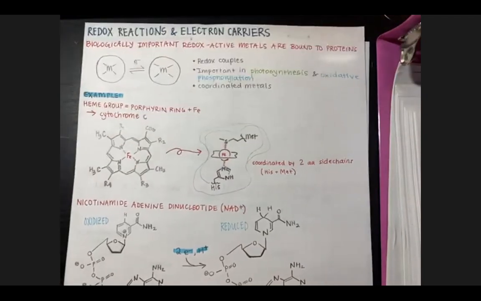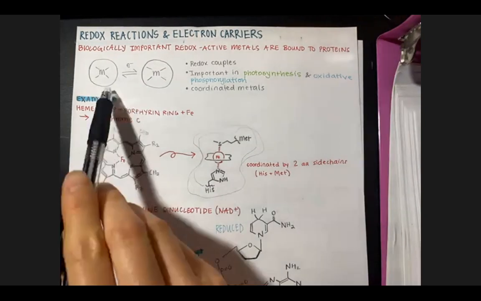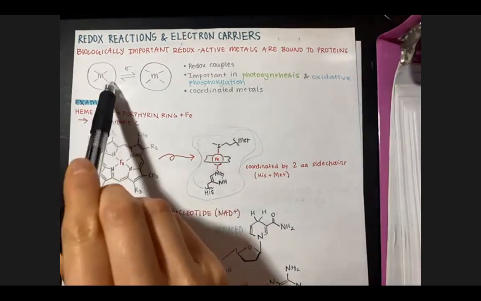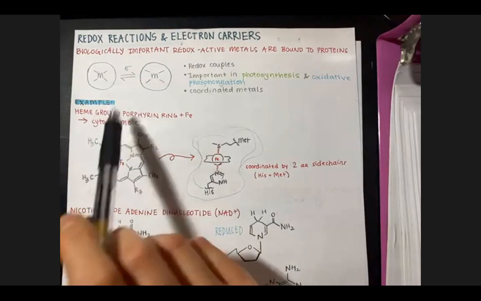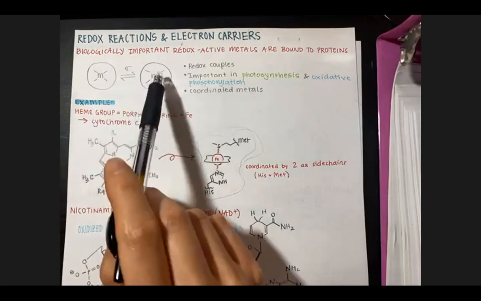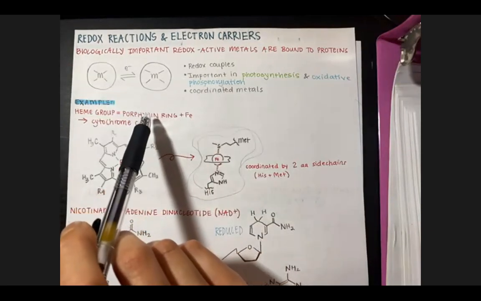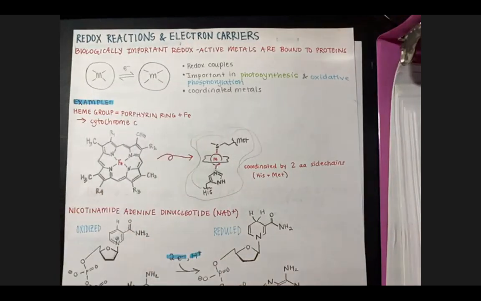So one type of biologically important redox active metals are those bound to proteins. You're going to have these coordinated metals. Here I've represented a protein. These can be redox couples. So if one is reduced, so gives electrons to this one, then this one will be oxidized. These are important in photosynthesis and oxidative phosphorylation.